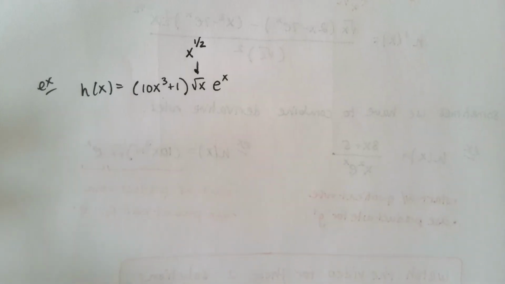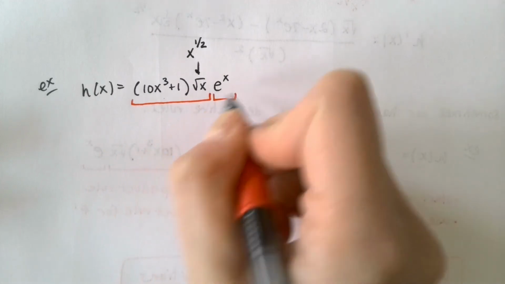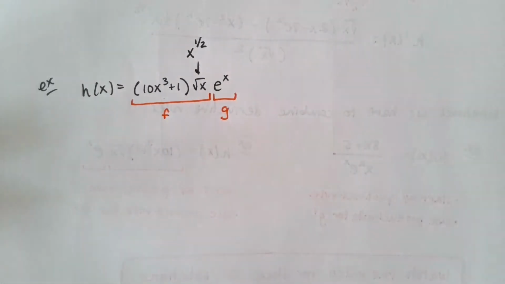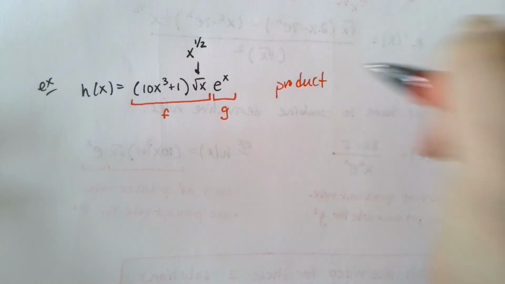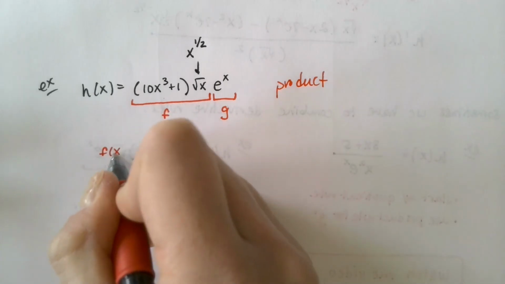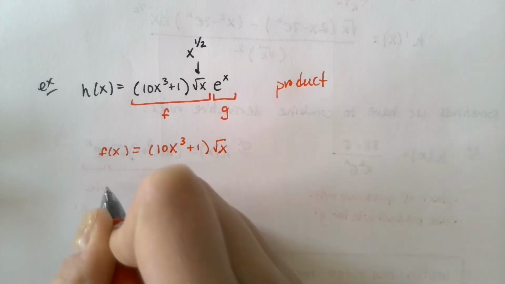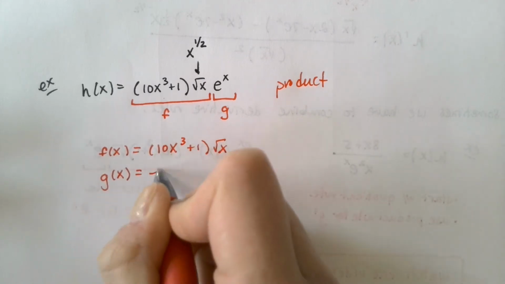So the way to do this is to sort of glue two of them together for now and then deal with it later. So what I'm going to do is the product rule where this is f and this is g. So when we go to do the derivative of f, we'll have some extra complications, but at least this is technically the product of that times that. So the product rule should be the overall rule that I'm using. All right, so f of x, I've decided, is 10x cubed plus 1 times root x, and g of x is e to the x.